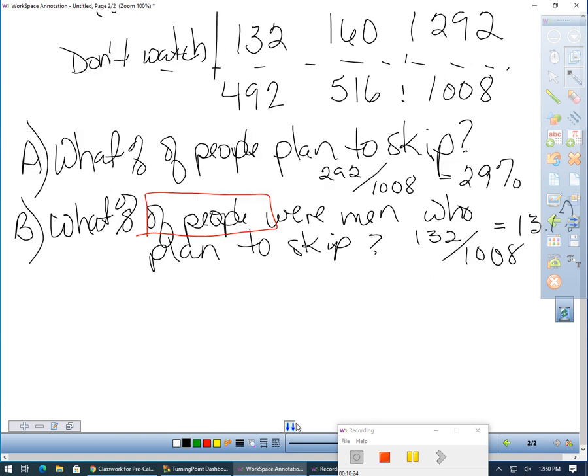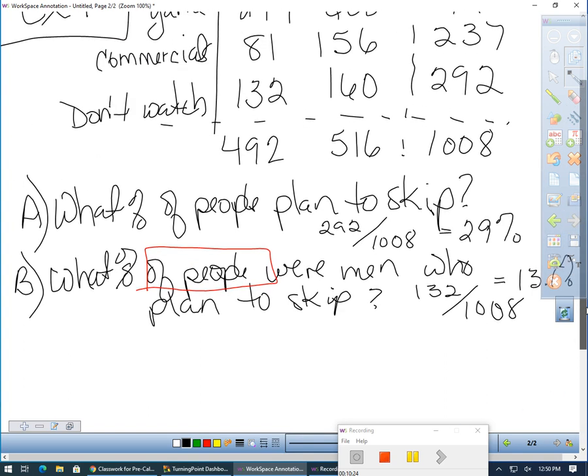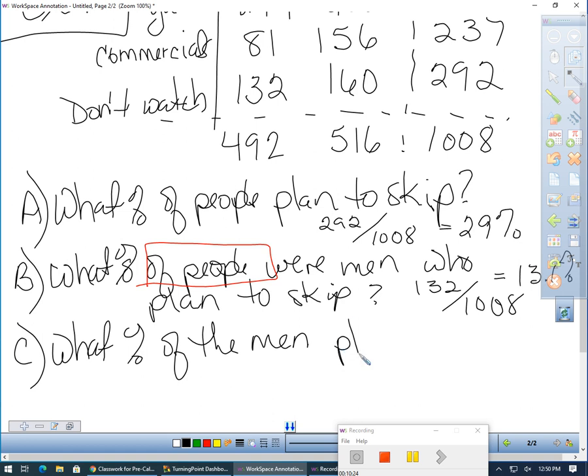Alright, I'm going to try and move this up a little bit without losing too much of my table here. Alright. Question C. We're going to change it even a little bit more. What percent of the men plan to skip? How does that change my fraction? Correct. Very good.